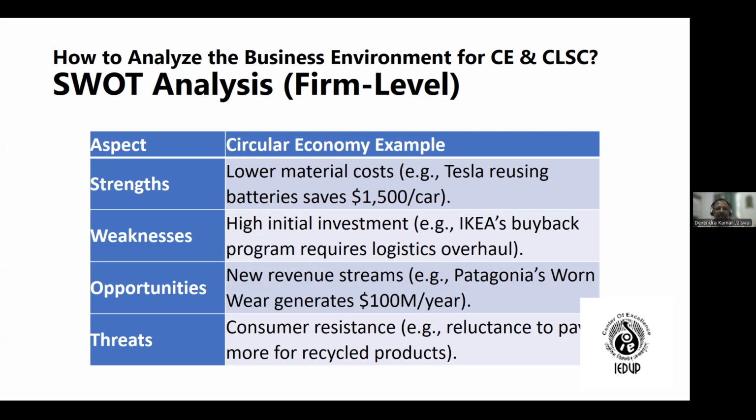Then threats are consumer resistance, that is their reluctance to pay for the recycled product. Because it's our tendency, if something is old, then it should be given at half the price. So yes, that also brings in a lot of problems. Any point of clarification needed so far? Okay, let's move on to the next slide.